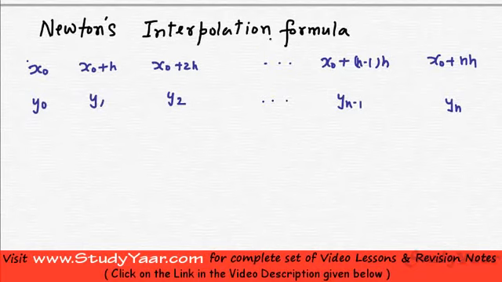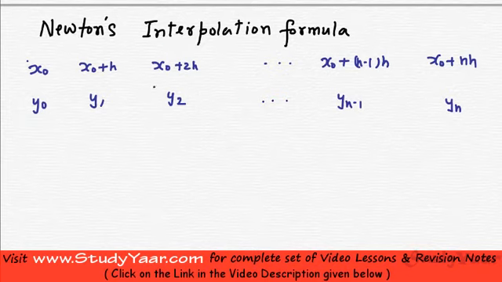Now let's learn about Newton's interpolation formula. Let's suppose you have your n plus 1 set of values ranging from x0, y0 to x0 plus nh, yn, and you want to interpolate, or even rather extrapolate. You can do both with this particular formula.